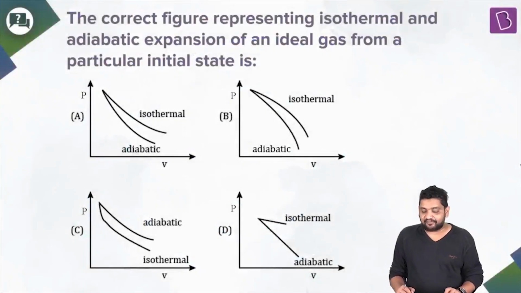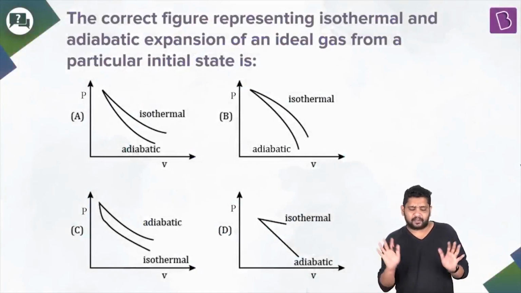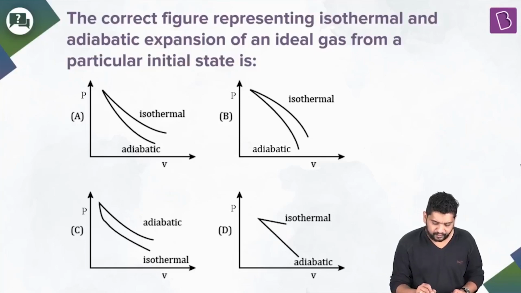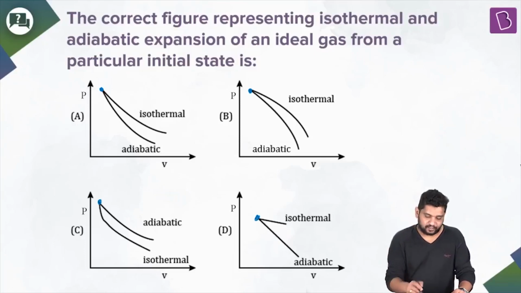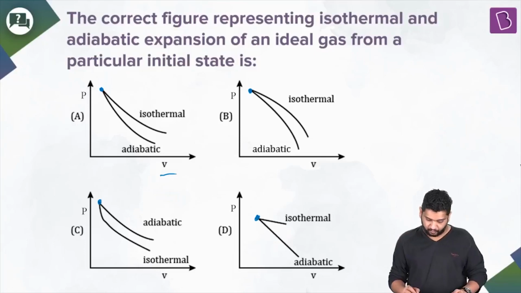This question says: the correct figure representing the isothermal and adiabatic expansion of an ideal gas from a particular initial state. Right? So you are starting from some initial state. Let me look at all of these. You're starting from some initial state in all of them, and how exactly P and V are changing is what we are trying to see here. So we are looking at P versus V curves, right? You can see V is marked on the x-axis and P is marked on the y-axis. So in these PV curves, we have to guess which one is showing isothermal and adiabatic correctly.